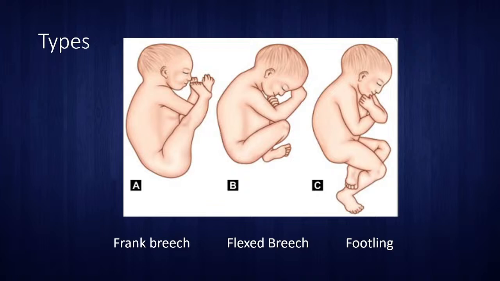So, what are the various types of presentation? One is frank breech. Frank means extended breech. Here it is flexed and here it is extended. So, in this position it is called frank breech. In this position it is called flexed breech, here flexed and here flexed. So, it is flexed breech, and this is footling presentation.